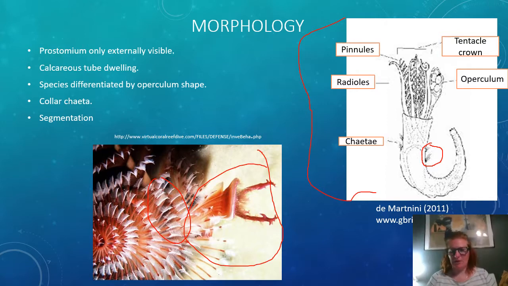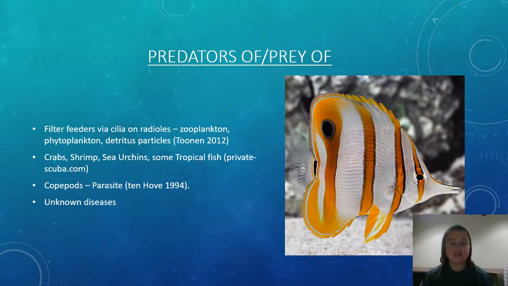And I'm going to be handing this over to Sadie, and she will go over some ecology and predator-prey issues. Hi guys, it's Sadie. I'm going to start off with the predator-prey relationships of organisms in accordance to the Christmas tree worms. Christmas tree worms are filter feeders via the cilia on their radials, which we talked about in the previous slide on morphology. Their primary food sources are zooplankton, phytoplankton, and detritus particles, according to Toonen 2012.